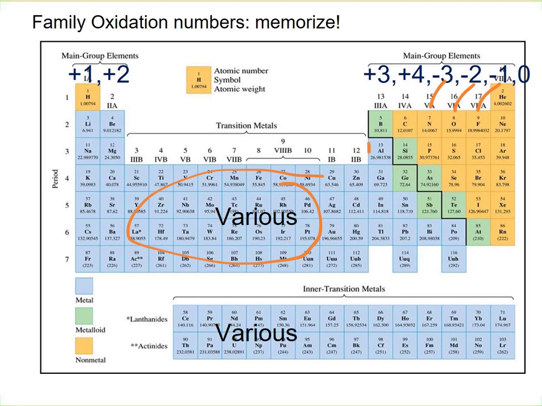So aluminum is a +3, zinc is a +2, and silver is a +1. So you should know those. Those are very common metal atoms that they use on the AP test.